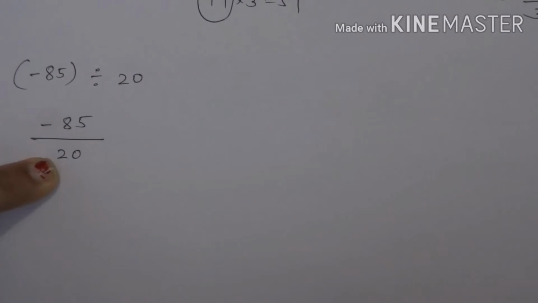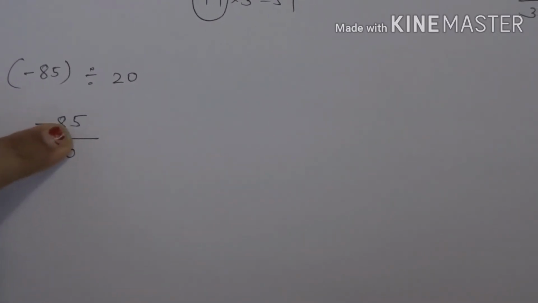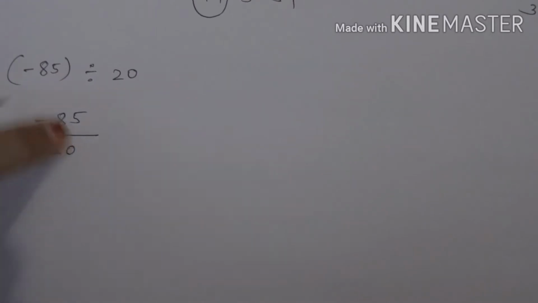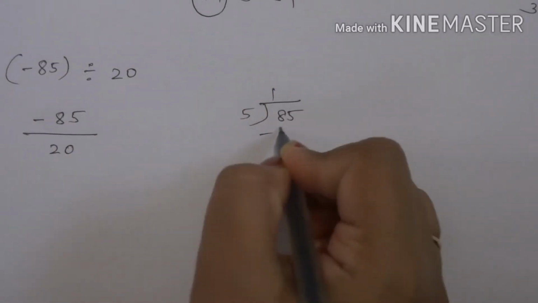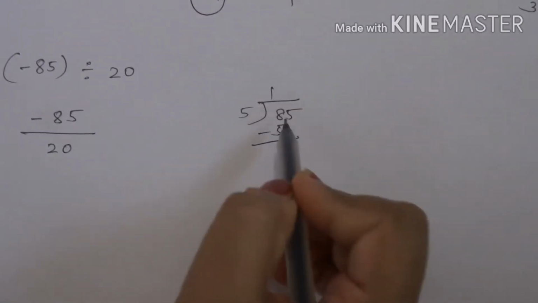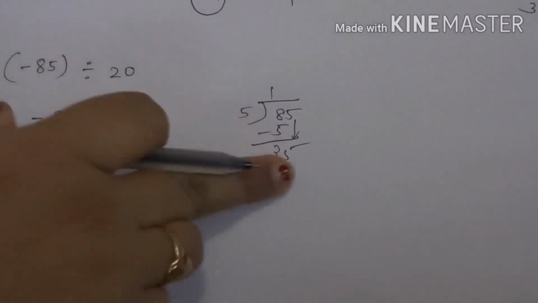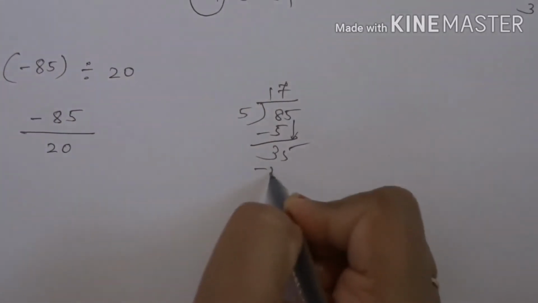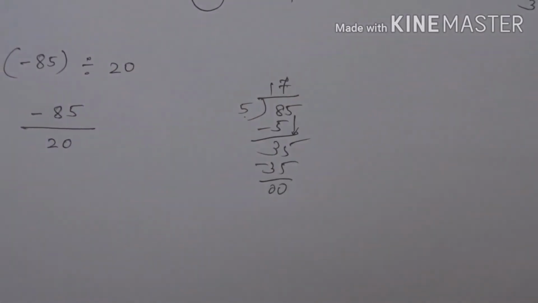Here 20, we know it goes in the 5's table. In 85 the units place is 5, so definitely this 85 will get divided by 5. We can check it. 5 1s are 5, so 8 minus 5 will give you 3. Take this 5 down. In 5's table, 35 comes. 5 7s are 35. So 17 5s is 85.